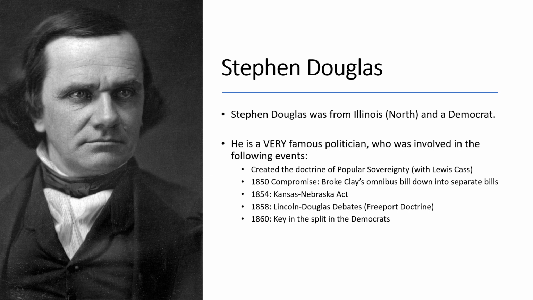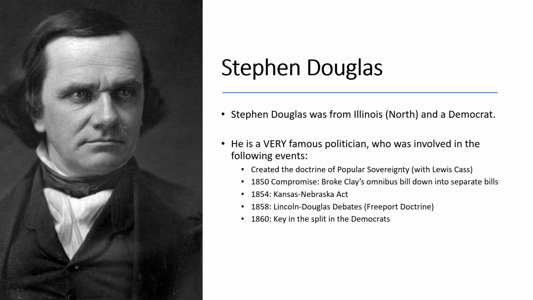Stephen Douglas is a very famous individual who first appears as part of the 1850 Compromise, where he breaks down Henry Clay's Omnibus Bill into 5 separate laws, and is a big reason why the 1850 Compromise will end up passing. Having said that, he is very famous in many other events that we look at.